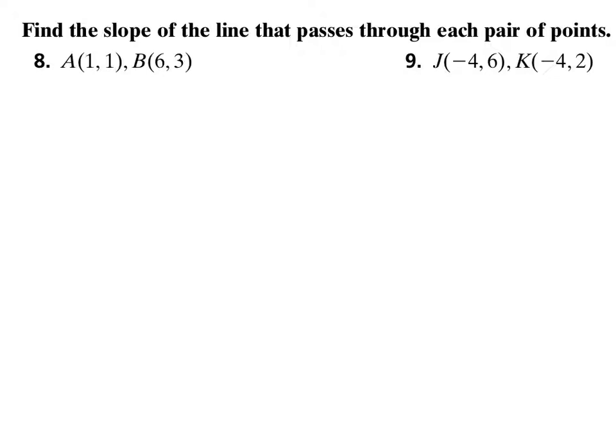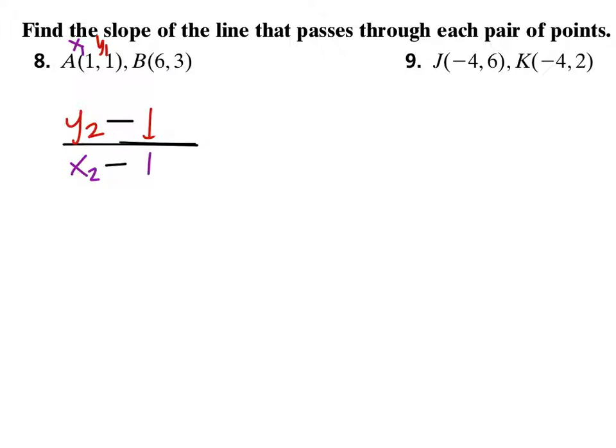So let's start with 8 first. To use the formula, we know we're going to be subtracting the y values and also the x values from each other. So all we got to do is figure out which is which. For me, I'm going to say that x1 and y1 would be our first point there. So x1 is 1, and y1 also is 1. So I can go into the formula and replace those. y1 is 1, and x1 is 1.